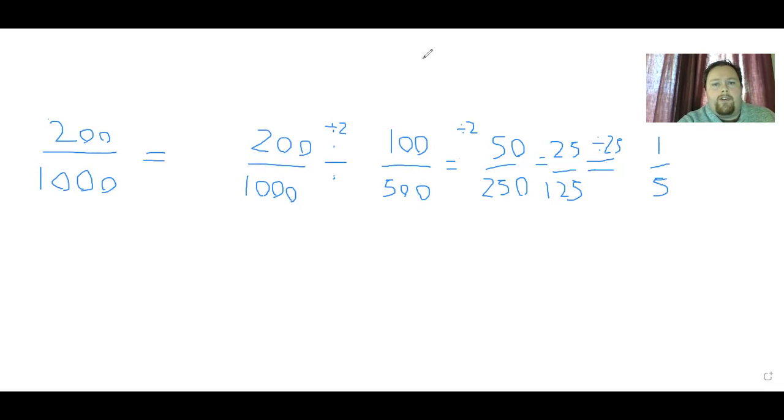So the second method, okay, let's call this method 1, just to help you guys out. The second method is what I've just shown you with the 25 over 125. So if, for example, I have, let's say I have 350 over 700.